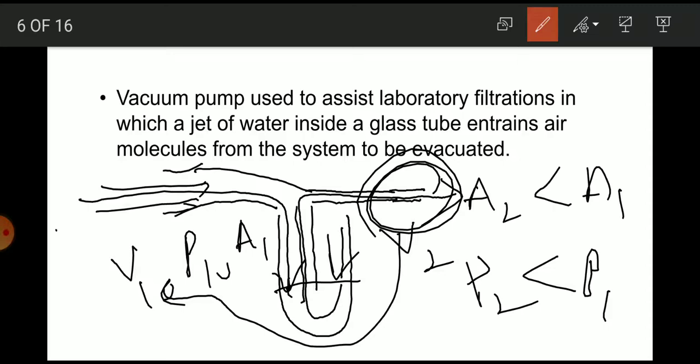In the next coming lecture, we will do the Torricelli theorem and Venturi relation and some other topics. Practical applications of the Bernoulli equation we will do.